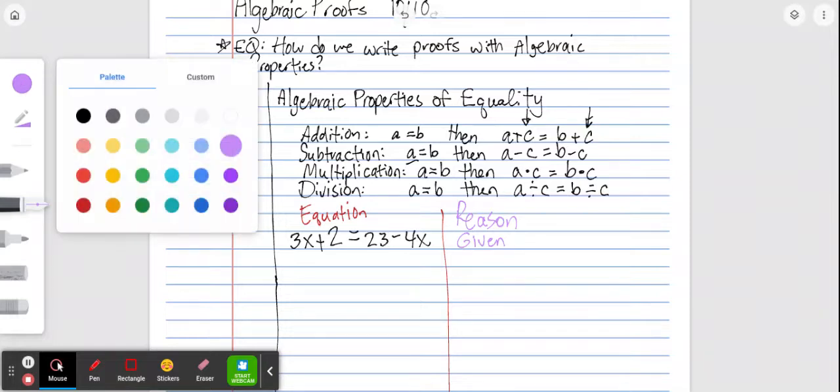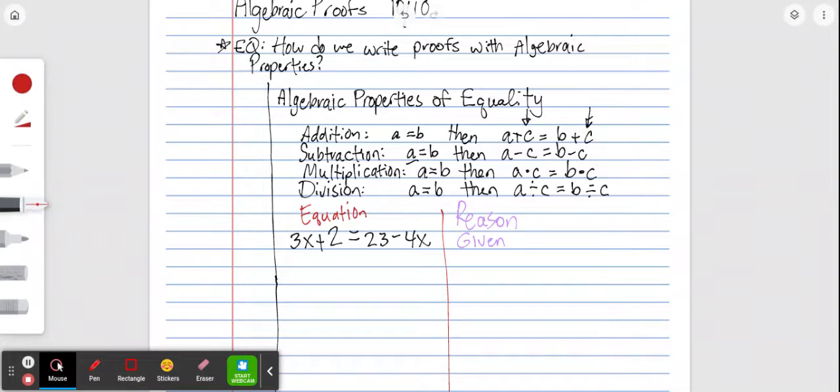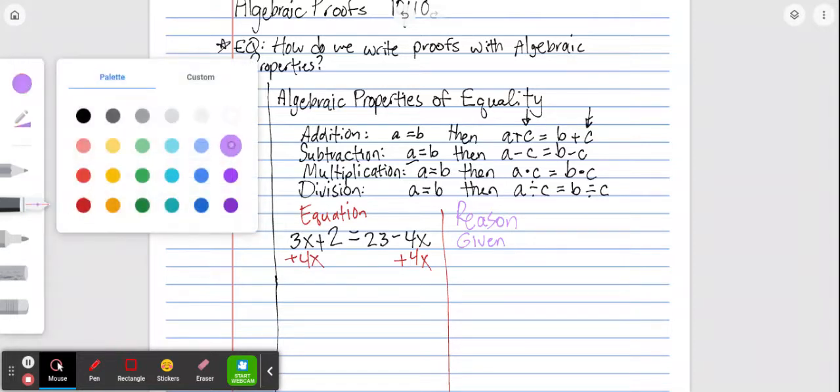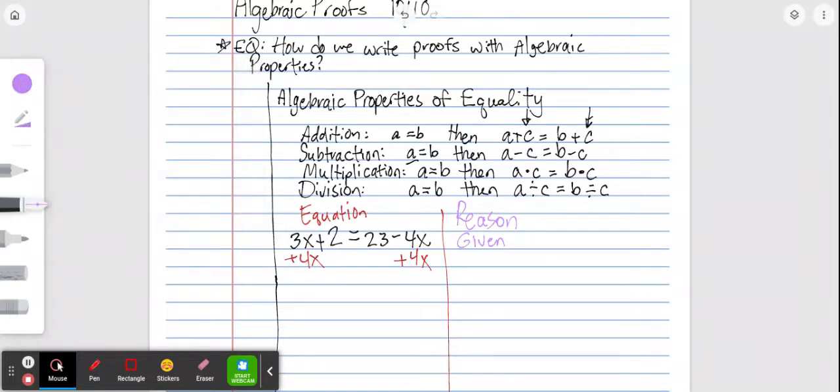Now, the second step is we want to get x by itself, right? So we're going to move the x's to the same side. So I'm going to add 4x to both sides. Now the reason why I can do that is because of the addition property of equality.